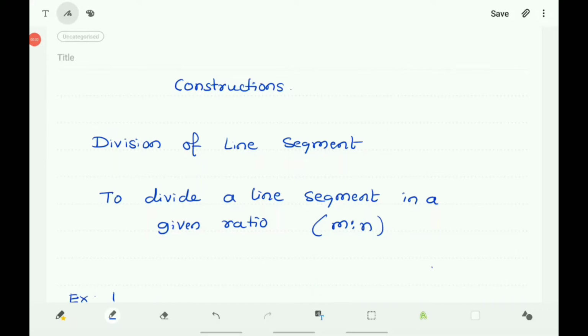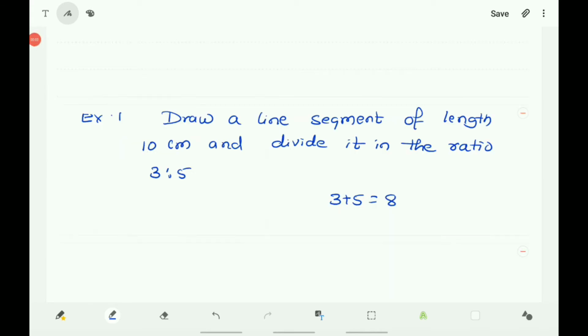Children, let us go through the unit constructions. The first construction is the division of a line segment. That is, to divide a line segment of given length in the given ratio. The ratio may be in the form of m:n. The first one is, draw a line segment of length 10 cm and divide it in the ratio 3:5.